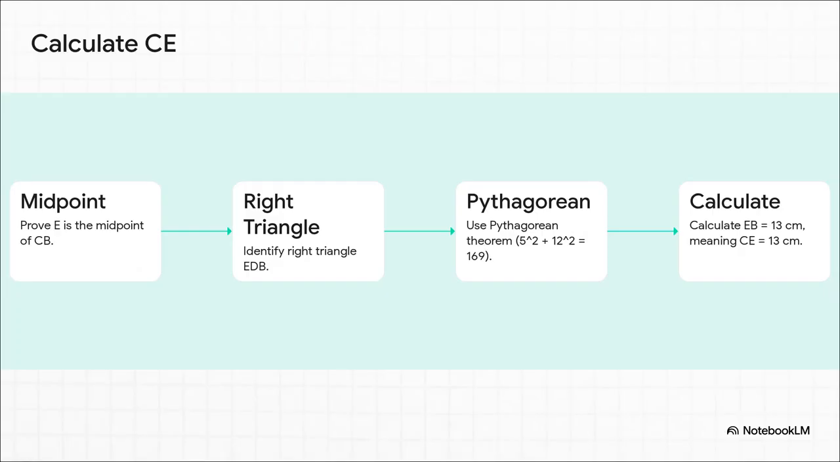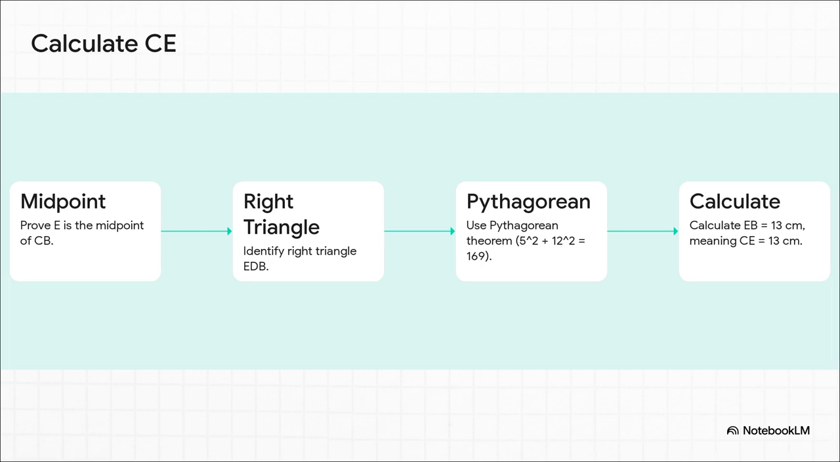Walking through this proof, first we establish that E is indeed the midpoint. Next, because DE is parallel to AC and angle A is 90 degrees, well, angle EDB must also be 90 degrees because of corresponding angles. This essentially creates a mini right triangle on the right side, triangle EDB.